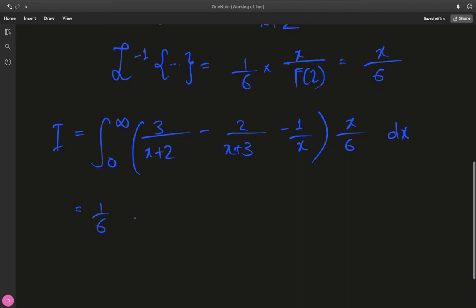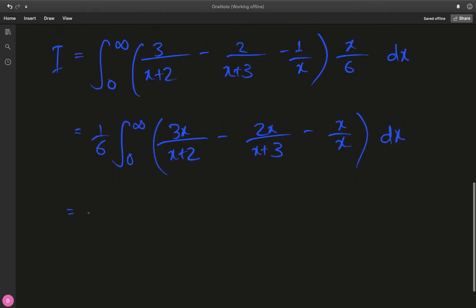We can take the 1 over 6 outside. We have the integral from 0 to infinity of 3x over x plus 2, minus 2x over x plus 3, minus x over x, all integrated with respect to x. So I want to make the numerator a multiple of the denominator so that we can cancel out some common terms. So 3 times the denominator is basically 3x plus 6. We have the 3x, we just need to add and subtract the 6. So 3x plus 6 over x plus 2, and then we subtract the 6 over x plus 2.